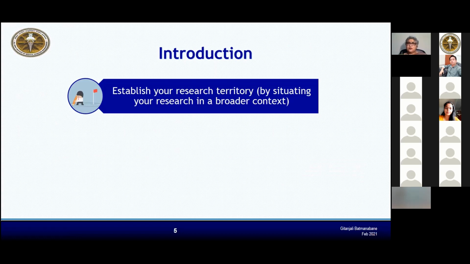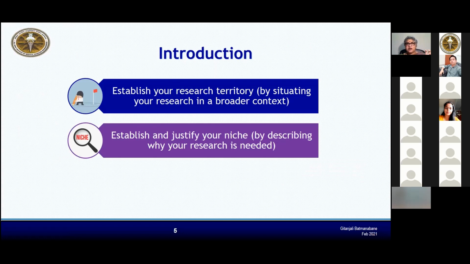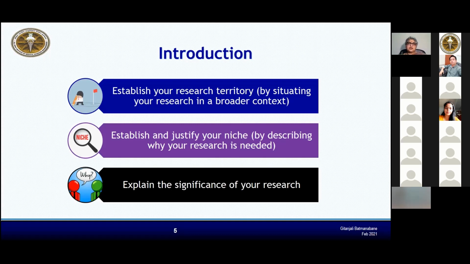And then you establish and justify your niche. That is, what is the exact problem you have come to. So from the background, you go to your problem, and then the significance of your research. Because I said the idea of an introduction is to explain why you undertook this study. So in order to say why you undertook this study, you also need these first 2 elements, isn't it? Only then you'll be able to write the justification for undertaking the research. So these are the 3 elements in the introduction.